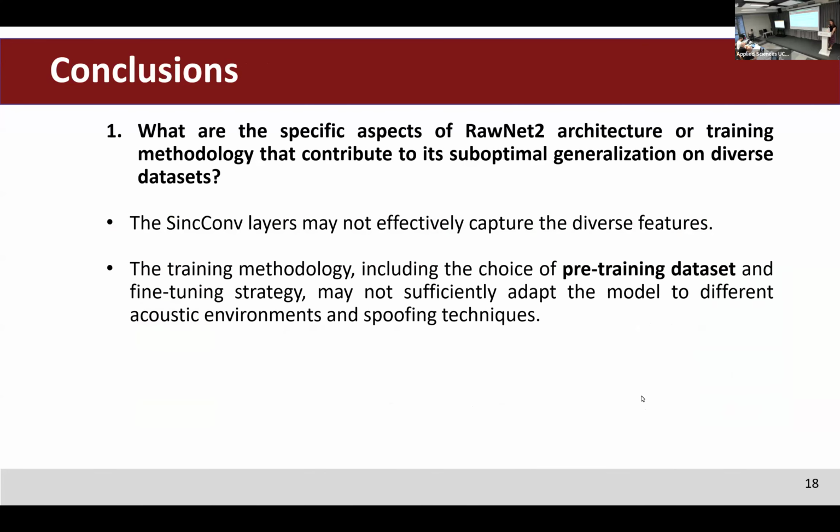To sum up, the first research question was: what are the specific aspects of RawNet2 architecture or training methodology that contribute to its suboptimal generalization on diverse datasets? The obtained results give the answer that the suboptimal generalization of RawNet2 on diverse datasets could be attributed to its fixed architecture. The SincConv layer may not efficiently capture the diverse features present in real-world audio data. Additionally, the training methodology, including the choice of pre-training dataset and fine-tuning strategy, may not sufficiently adapt the model to different acoustic environments and spoofing techniques.